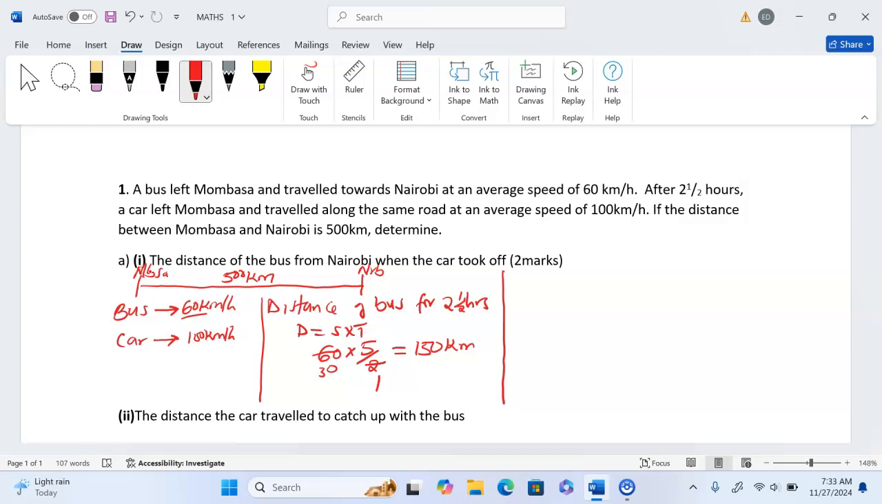But we are supposed to calculate the distance from Nairobi. So distance from Nairobi is going to be total 500 minus the distance already covered of 150. And this one gives us 350 kilometers.